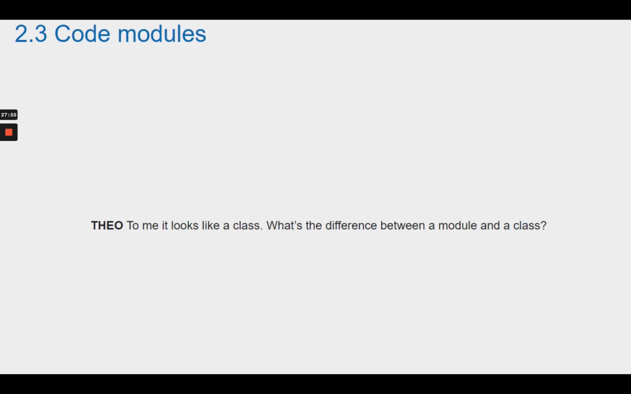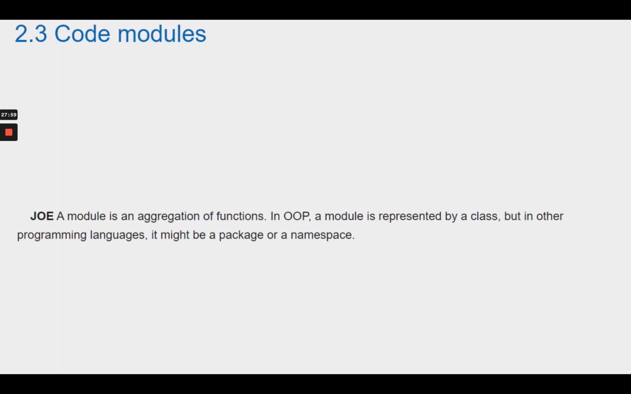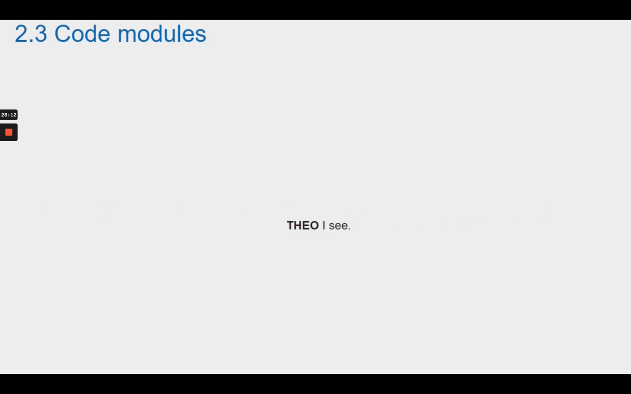Theo, to me it looks like a class. What's the difference between a module and a class? Joe, a module is an aggregation of functions. In OOP, a module is represented by a class, but in other programming languages, it might be a package or a namespace. Theo, I see.